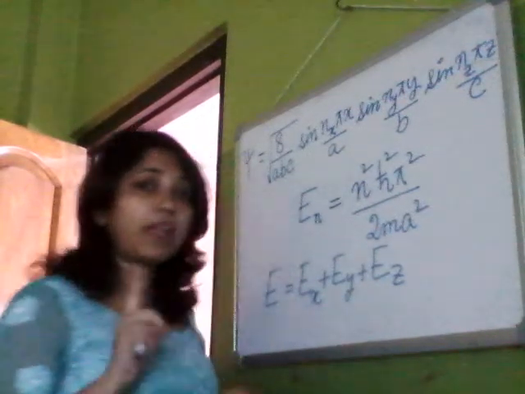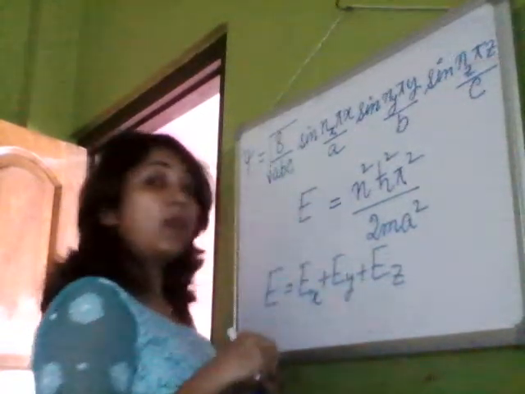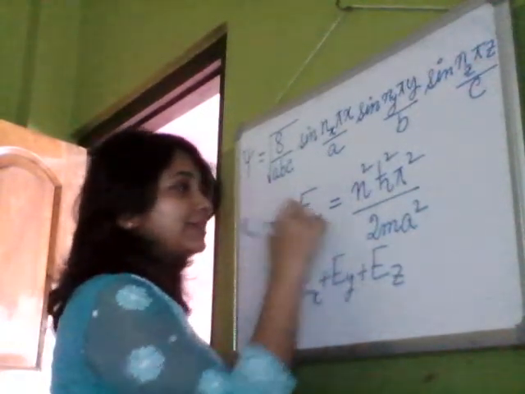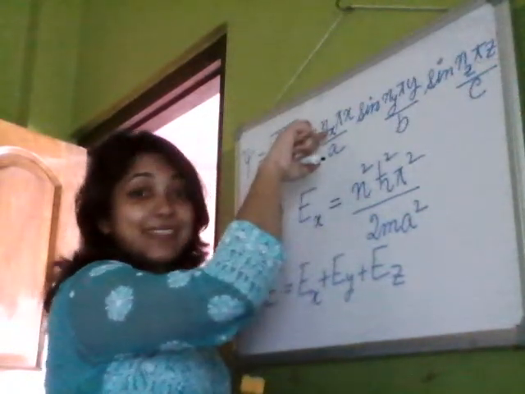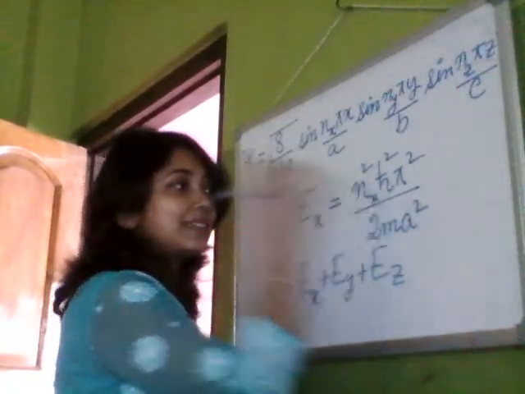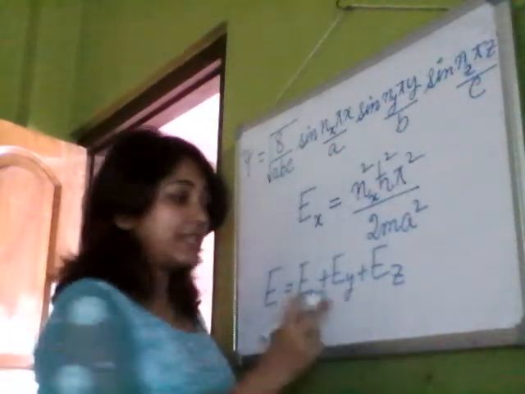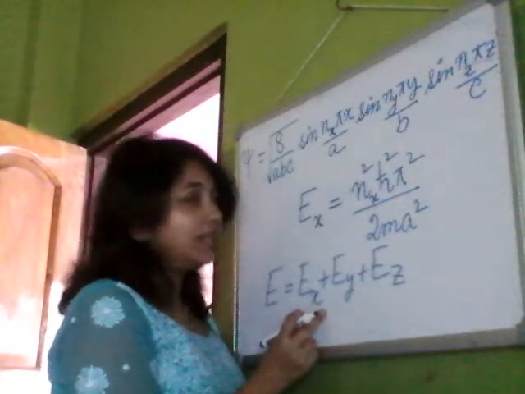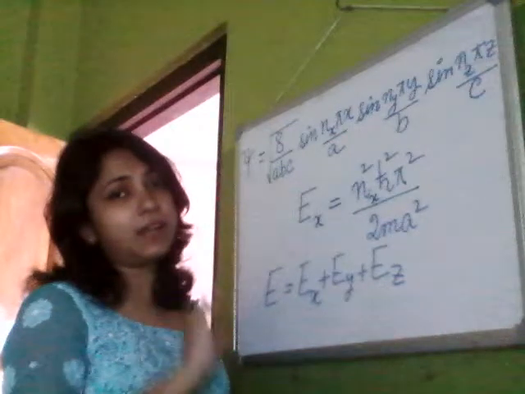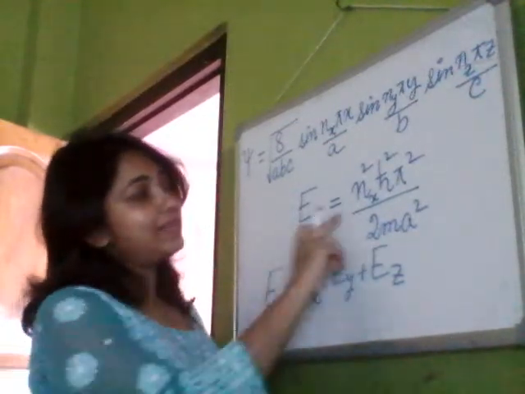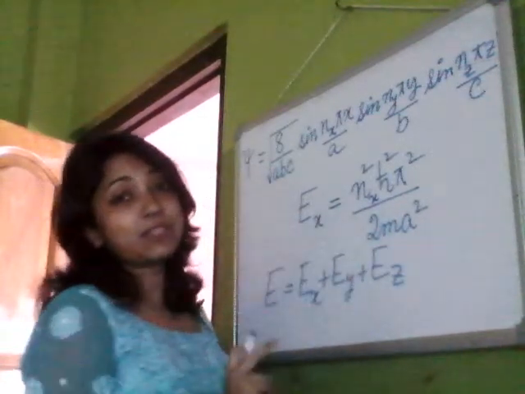Now, I hope all of you will agree with me. For Ex, what will I write? For Ex, this n is no longer any n. This n is nx. So I can write it as nx square. Am I right? So this Ex part of the total energy, following the same logic that we had done yesterday, I can receive it as nx square h cut square pi square by twice m a square.